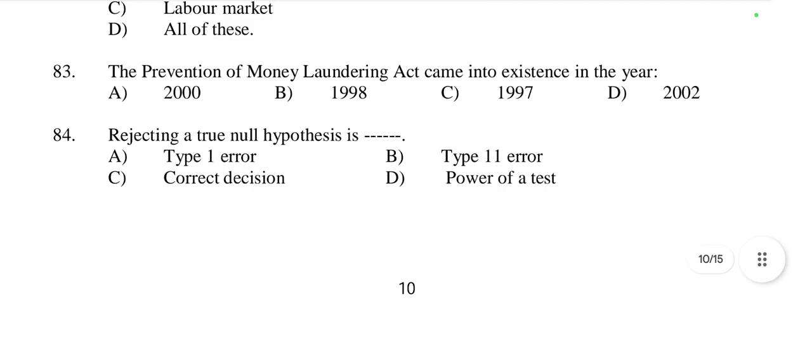Then next question 84. Rejecting a true null hypothesis is. So rejecting a null hypothesis when it is true is called type 1 error. And type 2 error is accepting the null hypothesis when it is false. Accept false, type 2, and reject but true, that is type 1 error. So rejecting a true null hypothesis is type 1 error.